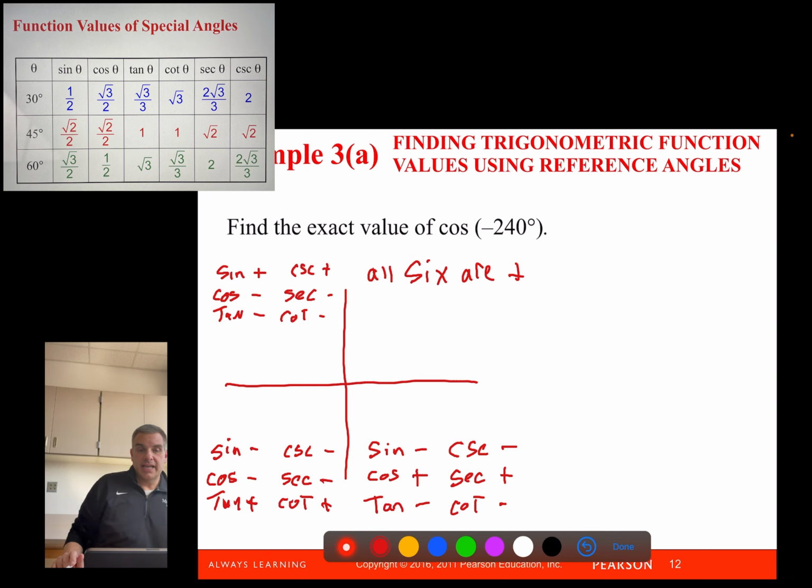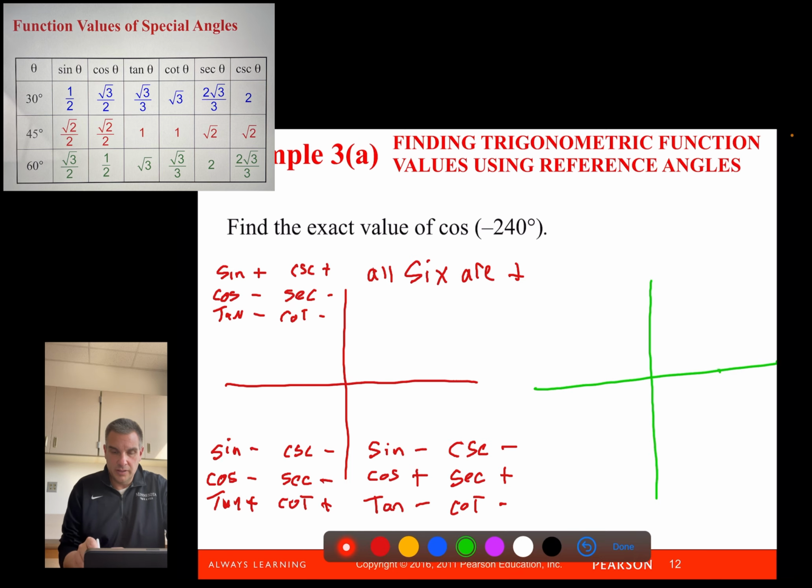So let's look at the exact value of the cosine, and it just wants the cosine of -240. So step 1, we're going to draw it. We're going negative. So there's -90. There's -180. If I go all the way, it's -270. So I'm not going to go all the way. We're just going to go to there.